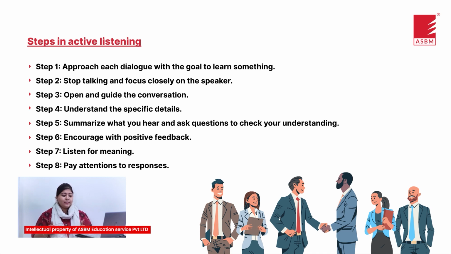Now step 7 is listen for meaning. So when you listen to something, you have to listen to understand what the topic is. Simply listening doesn't mean active listening. So we have to listen to understand that particular topic, what the speaker is trying to communicate. Now the last step is pay attention to responses. So I hope these steps in active listening are clear to all of you.